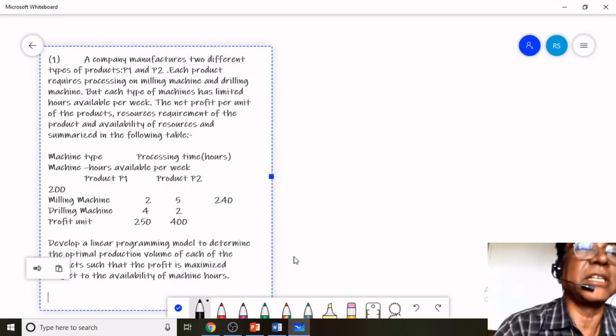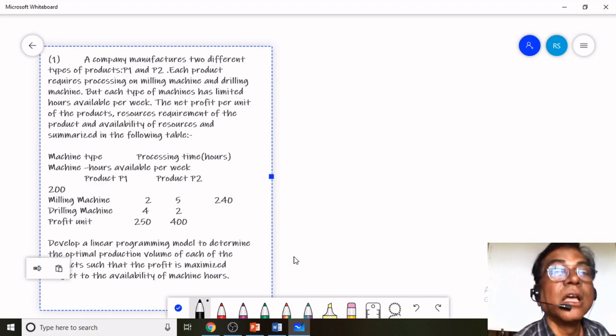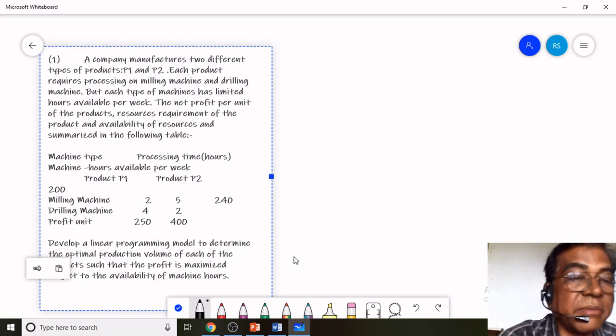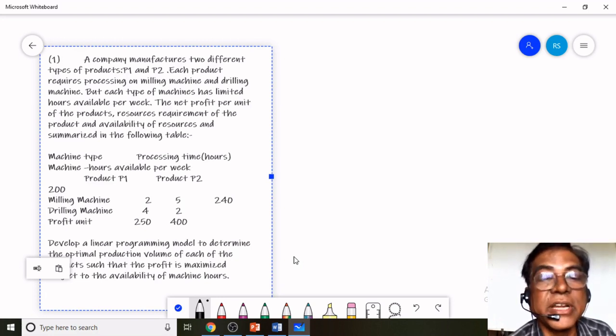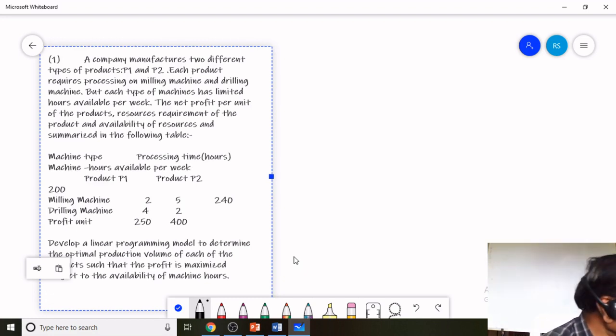Problems. So the word problem is given like this. Please read this question. A company manufactures two different types of products, P1 and P2. Each product requires two drilling machines, one milling machine, profit, etc. The point is how to develop the equations here.